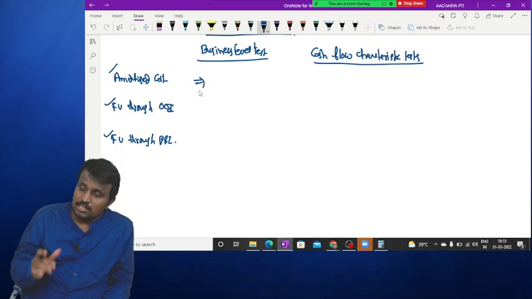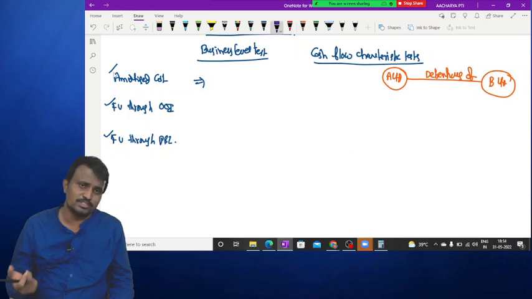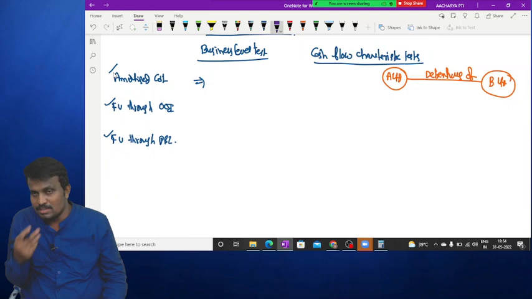For example, A Limited purchased debentures of B Limited. If A Limited wants to hold the debentures till the date of maturity, then we follow amortized cost. It means A Limited has no intention to sell it, because in case of debentures or any debt fund, those are repayable after some period, right?